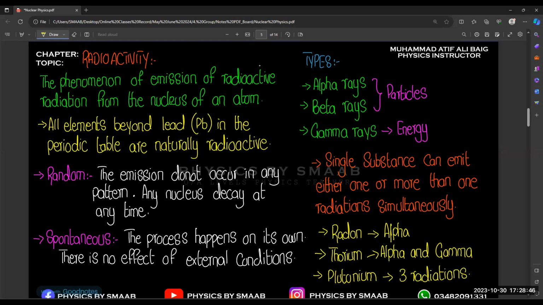So it depends upon the element. It is not compulsory that a specific element can only emit one type of radiation. One element can emit multiple radiations or a single radiation or any combination of radiation anytime. There will be no specific pattern of it, right? So any confusion in the basic idea about radioactivity?